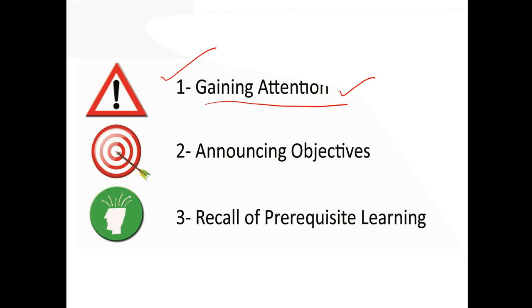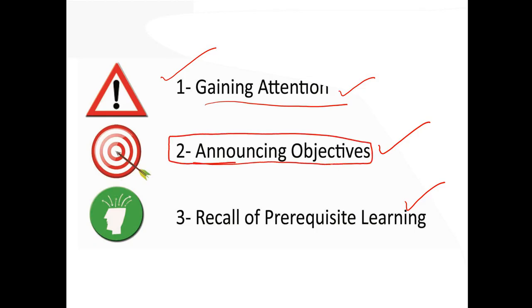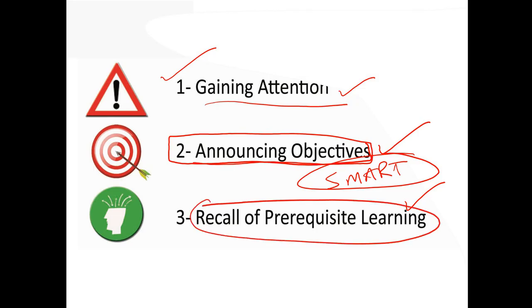Once you gain attention, perhaps by asking a question, then you have to announce the objective at once, and then recall the prerequisite learning. Once you announce that today's lecture focuses on this, the objective shall be smart, and if you have planned a smart objective, then it will be easy for you to finish the lecture in time. But for that, you shall recall the previous knowledge of the students as well.